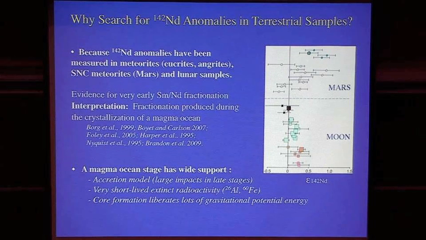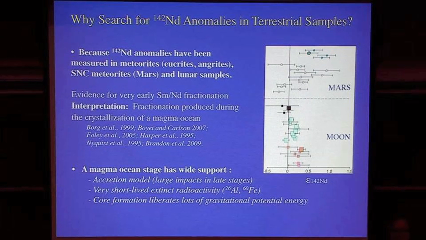The Moon also shows variation in 142 neodymium. It's not as big as on Mars, and I'll show you why in a bit. But these are the types of evidence that lead us to the suggestion that the silicate planets differentiated the silicate portion of the planet early, while 146 samarium is still alive.